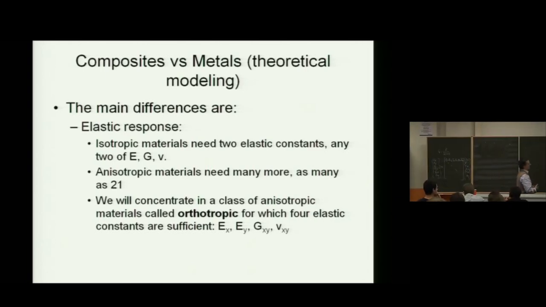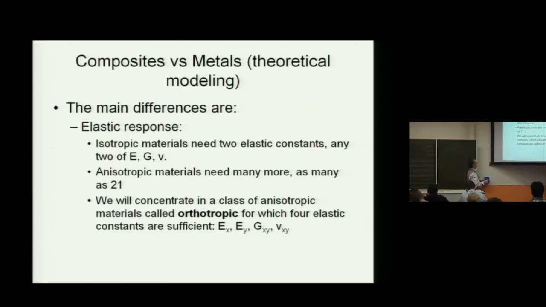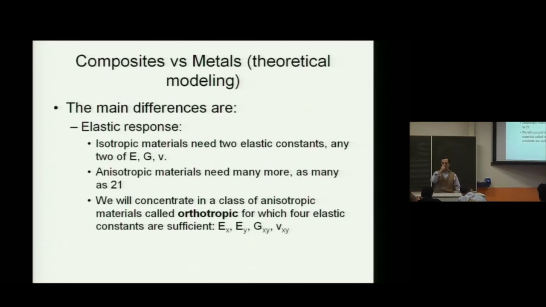It so happens that most materials that we use don't have to fall into this category, which is very difficult to characterize. Just the number of tests that you would need, for example, to get these 21 stiffness values would take forever. But it so happens that there's a class of materials, the so-called orthotropic materials, for which 4 elastic constants are more than enough.